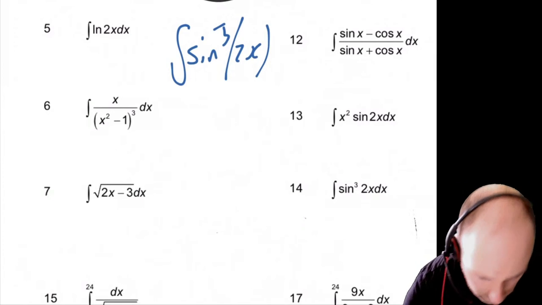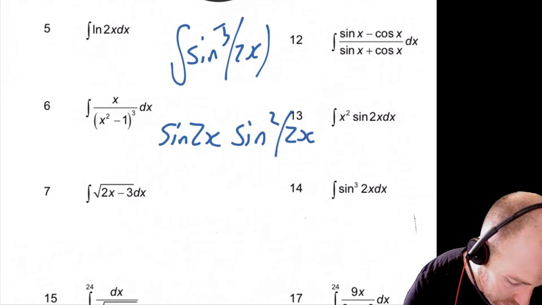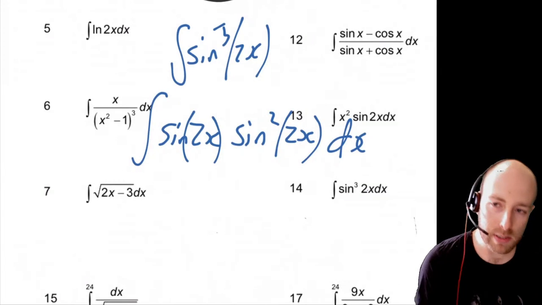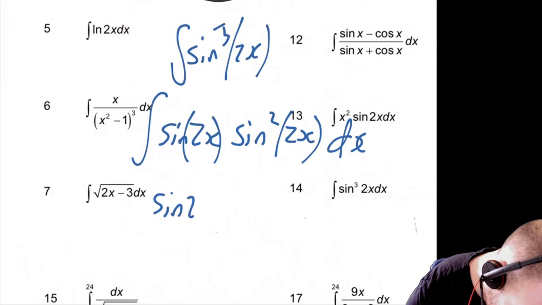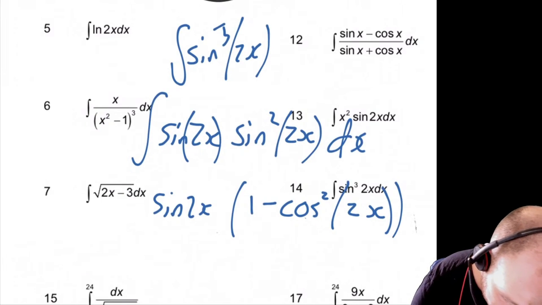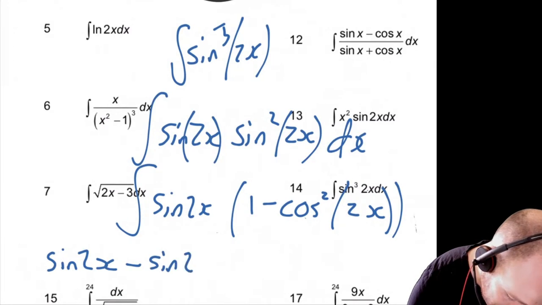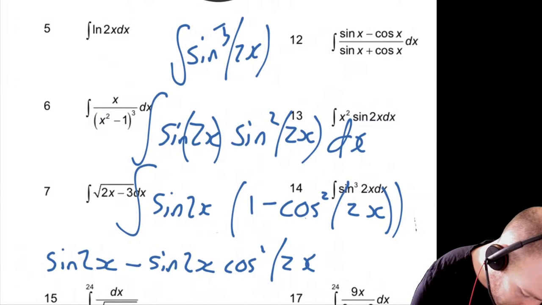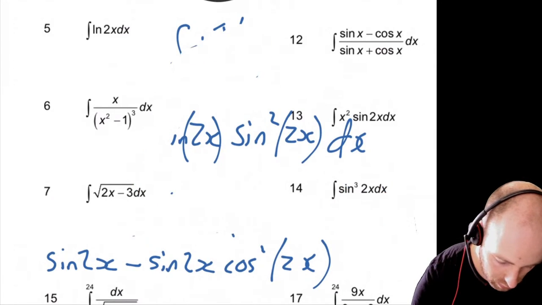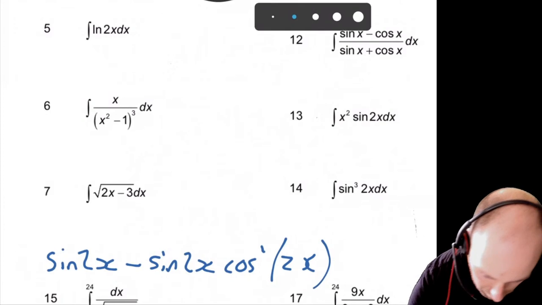Integrate this one, so we're going to turn it into sine 2x times sine squared 2x dx. The way we do this, then we're going to change the sine squared into cos, so we get sine 2x times 1 minus cos squared 2x. Expand it, so we get sine 2x minus sine 2x cos squared 2x. And now we can do the integral.